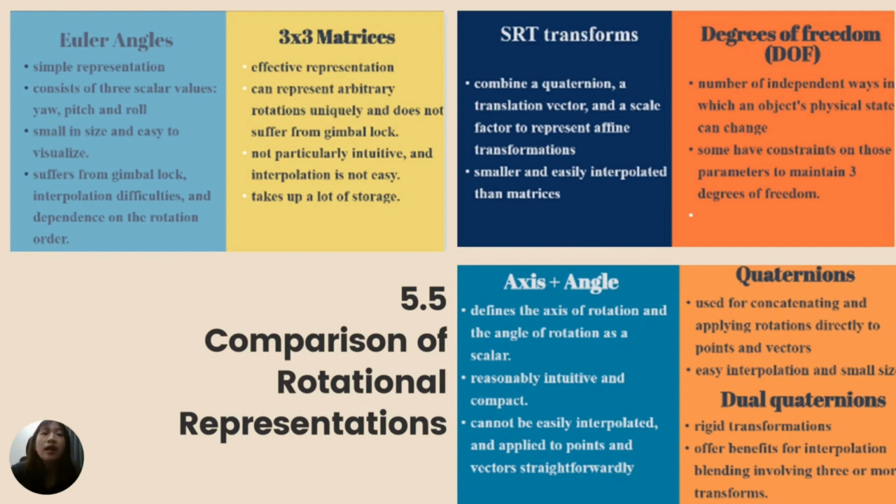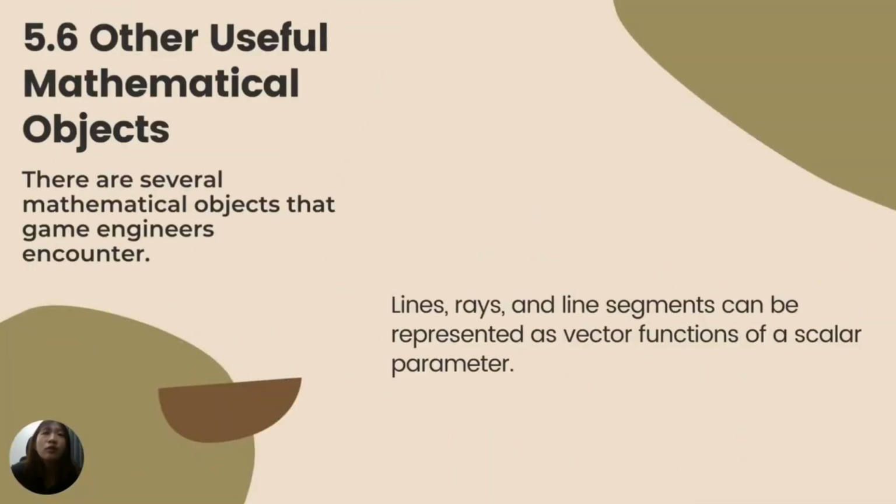The axis plus angle representation defines the axis of rotation and the angle of rotation as a scalar, so it also cannot be easily interpolated or applied to points and vectors straightforwardly. The quaternion is used for concatenating and applying rotations directly to points and vectors, and it is easy to interpolate and small in size. The dual quaternion is a rigid transformation that offers the benefit of interpolation blending involving 3 or more transforms.